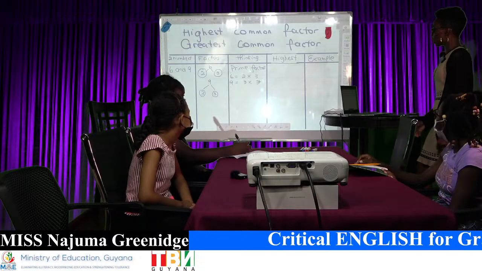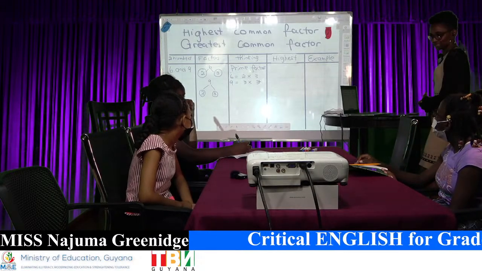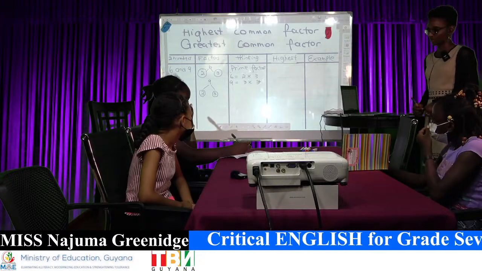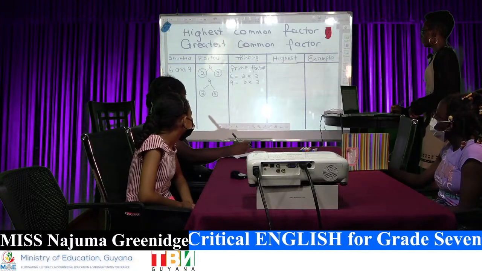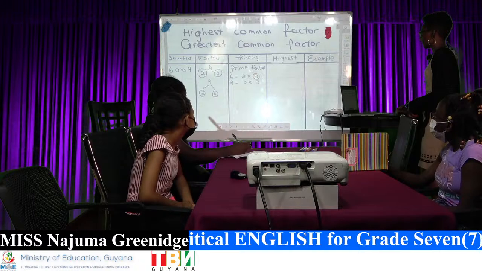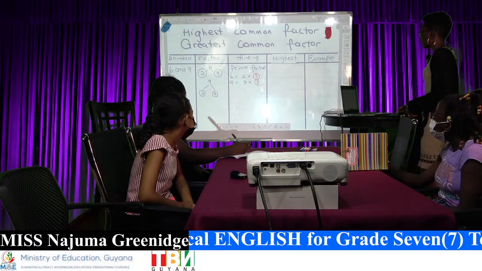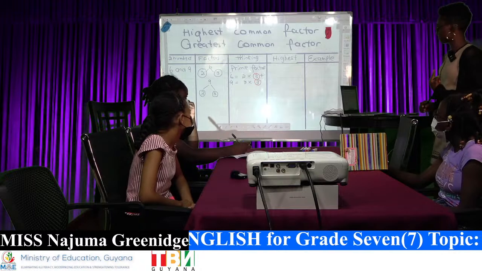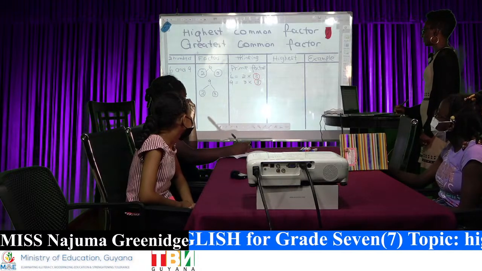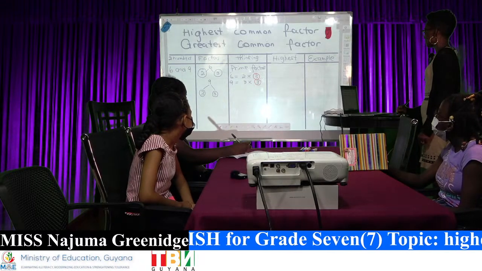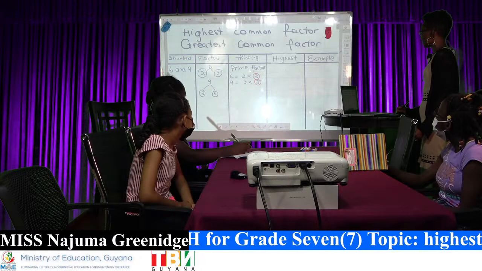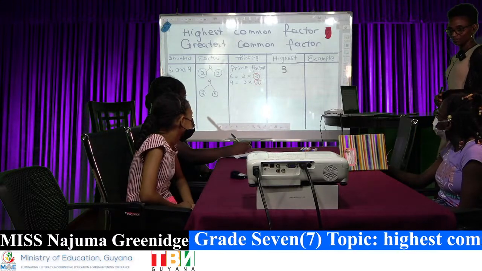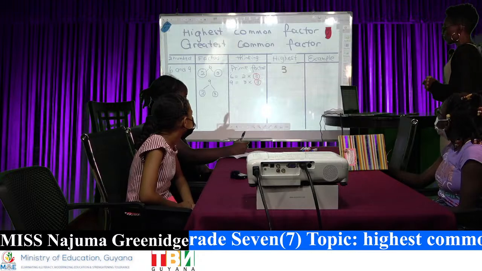Everybody follow? Now, common means something that is in the first one is also in the second one. So what is there? 3. So 3 is here and 3 is there. What are we going to do? We just choose one of them. So we write our highest common factor here is 3. You follow? Cool.